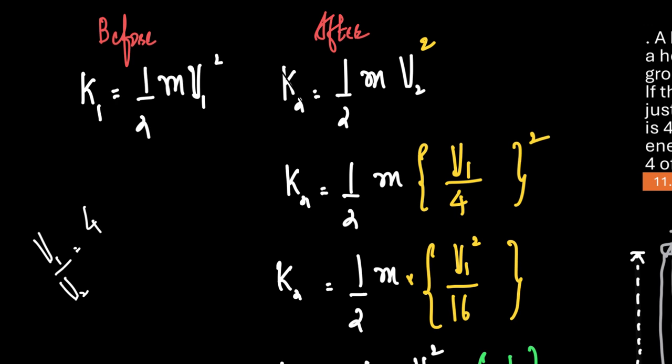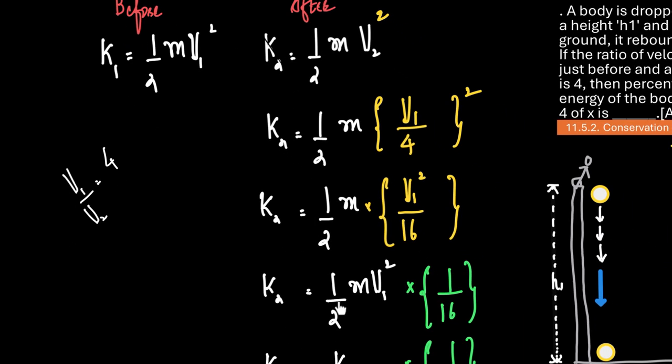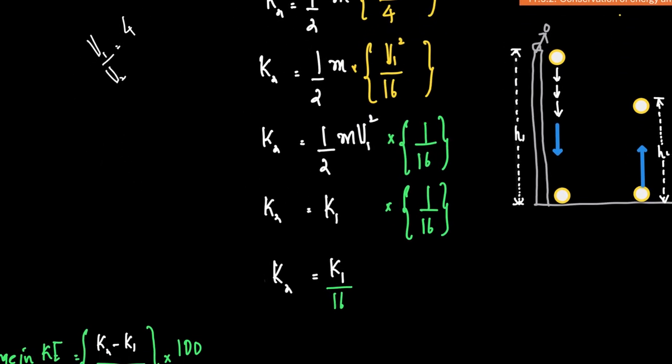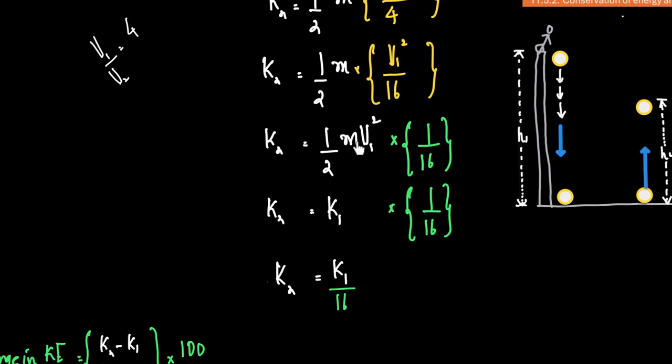I'll write it as half m, and I'll take this v1 square outside, so half m v1 square into 1 by 4 square, which is 1 by 16. Now what is half m v1 square? Exactly, half m v1 square is k1. So we can write k2 is equal to, instead of half m v1 square, k1. So k2 is now equal to k1 into 1 by 16, or k1 upon 16.